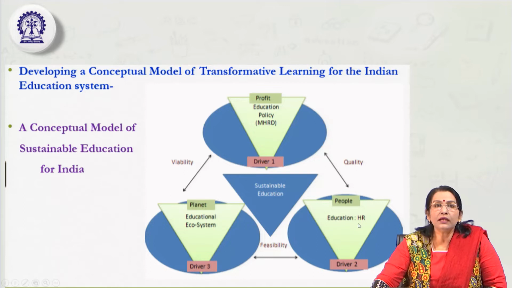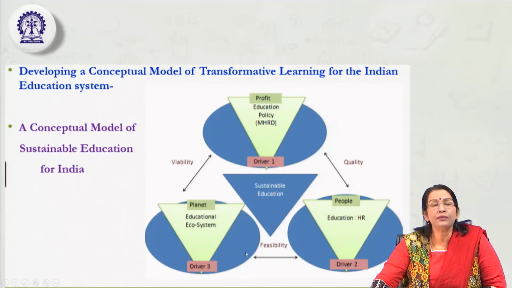Similarly, driver 2 and driver 3: the human resource capacity and abilities, and the educational ecosystem, the environment. When they interact and reciprocate with each other, the outcome should be feasible. That means we look into the feasibility of maintaining that healthy relationship, those interactions and that reciprocation as more productive and qualitative. Here the feasibility aspect comes in.